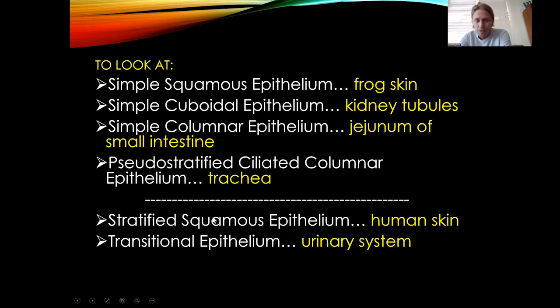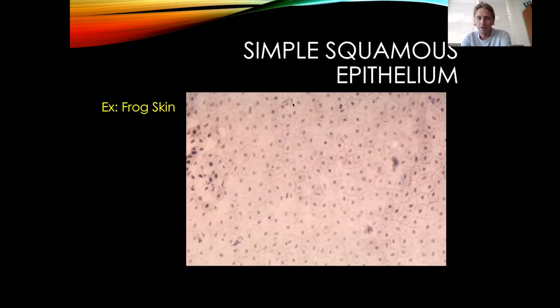All right, for stratified squamous, we're going to look at human skin. Specifically, we're going to look at a scalp slide when we come into lab. You have this because it's good for protection against abrasion. So you usually find stratified squamous cells anywhere there's going to be abrasion, like your skin or in your mouth, in your esophagus, where you swallow, places like that. And then for transitional, we're going to look at the ureter specifically. So if you remember, the ureter is that little tube that connects the kidney to the bladder, and that will need to be able to stretch.